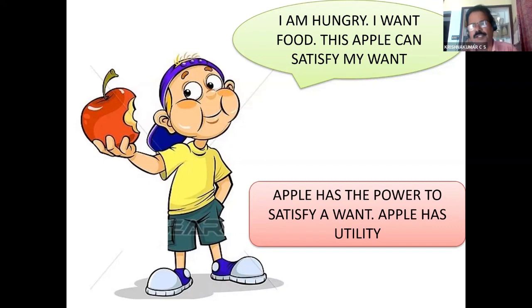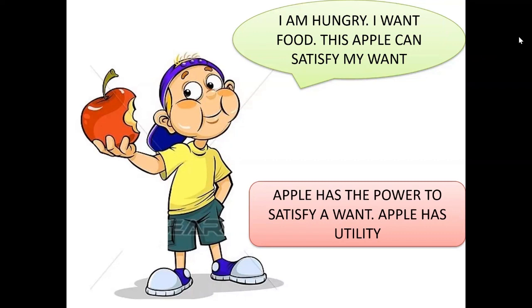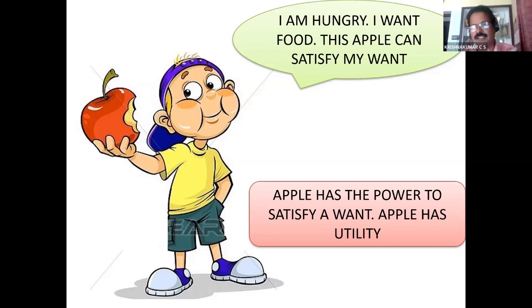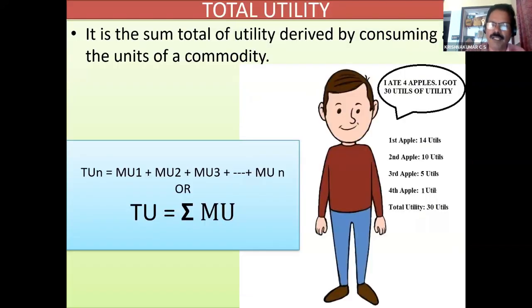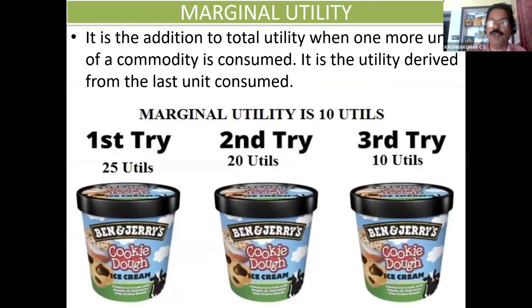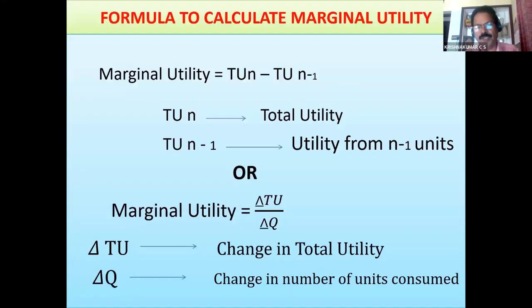Then what is marginal utility? Addition made to the total by consuming one more additional unit of a commodity. Excellent. For example, you consumed 4 units, you got 30 utils. By consuming the 5th unit, you are getting 35, which means 5 will be the marginal utility. So here total utility is sigma marginal utility, the sum total of the marginal utilities, and marginal utility is the addition to total utility when one more unit of a commodity is consumed. The formula we know: delta TU divided by delta Q.